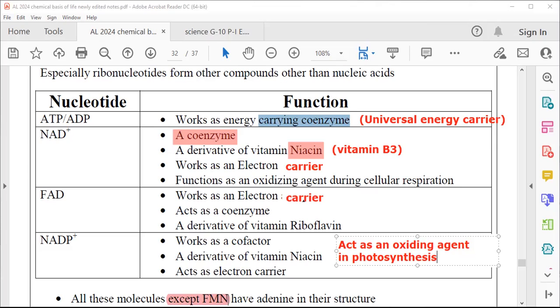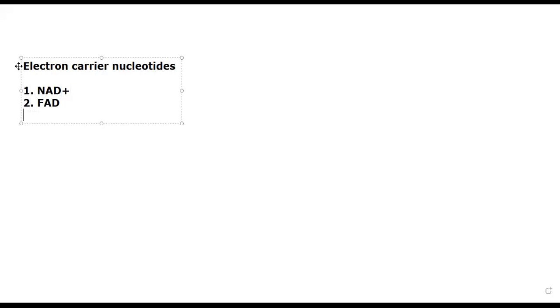Have you marked the details? Yes, sir. Right. So let's go for a small summary before we go ahead. That is my usual practice. Electron carrier nucleotides: who are they? NAD plus, FAD, NADP plus.